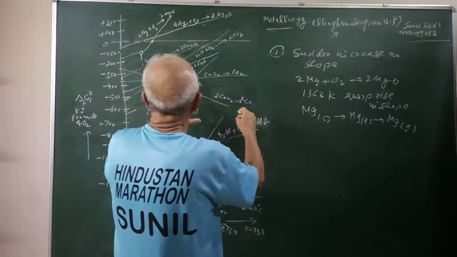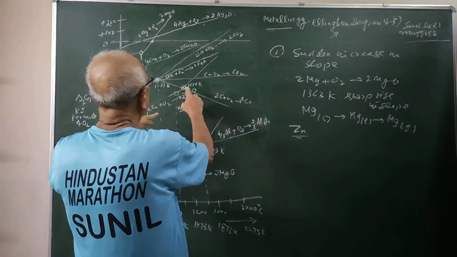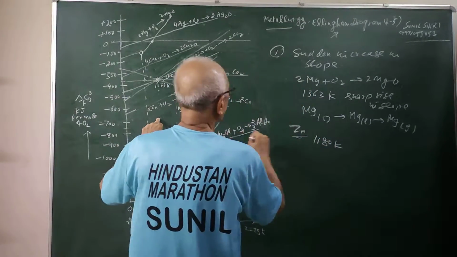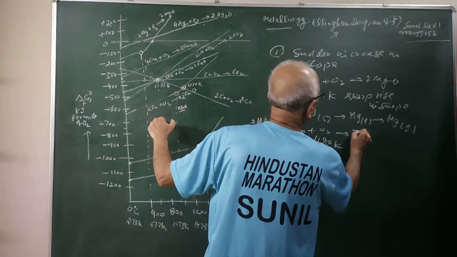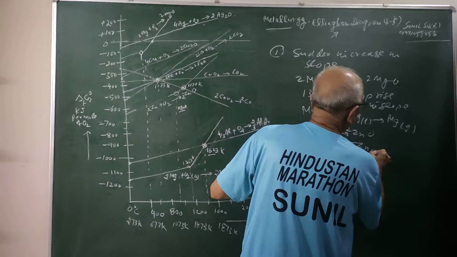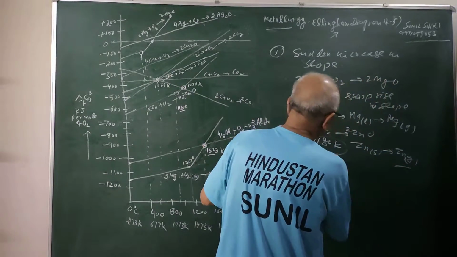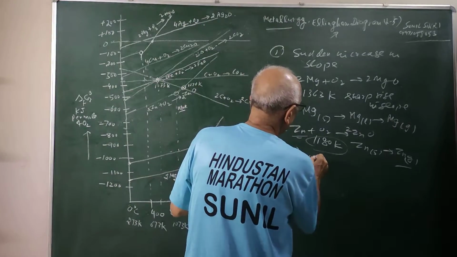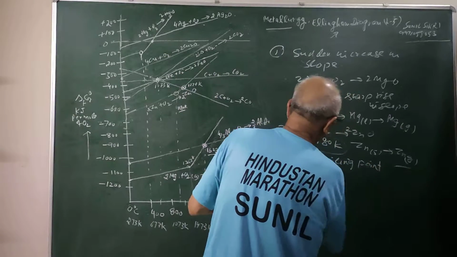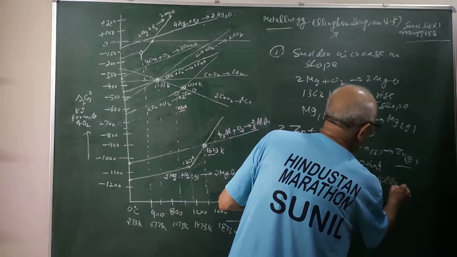Similarly, you can see the zinc. What is happening to the zinc at 1180 Kelvin? This reaction which we have shown through ZnO, at about 1100 Kelvin, zinc is converted into zinc gas. Zinc forms vapors because zinc has a low boiling point. And that is why zinc can be distilled, because its boiling point is low.